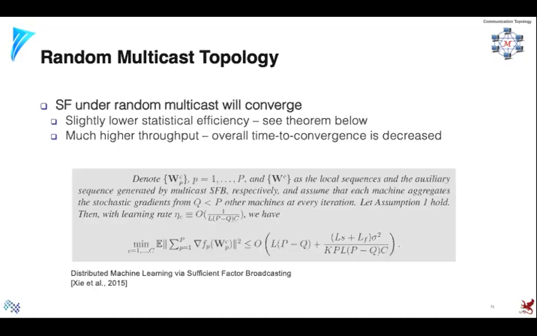Of course this comes at a cost. You reduce the network bandwidth cost by a lot, but will this converge? It turns out that yes, it will, but it will have lower statistical efficiency, and you have to scale the learning rate with a factor of 1 over P minus Q. But the advantage is that you will avoid the network bottlenecks that happen when P gets large, allowing the sufficient factor broadcast systems artifact to function on larger clusters. Ultimately, throughput and overall time to convergence is improved because the improvement in throughput outweighs the lower statistical efficiency.